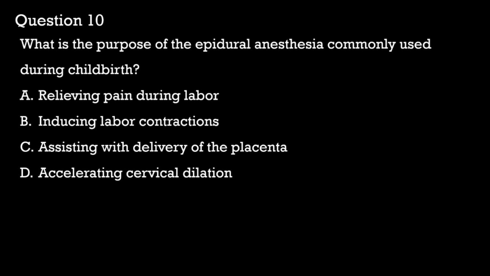Question 10. What is the purpose of the epidural anesthesia commonly used during childbirth? A. Relieving pain during labor. B. Inducing labor contractions. C. Assisting with delivery of the placenta. D. Accelerating cervical dilation.